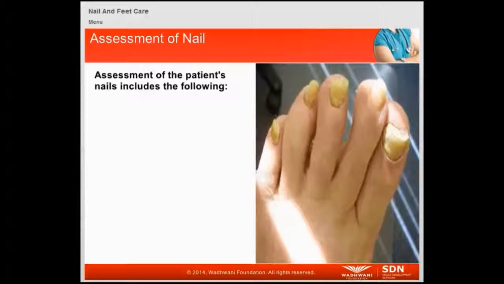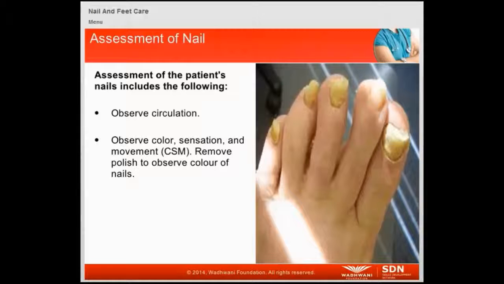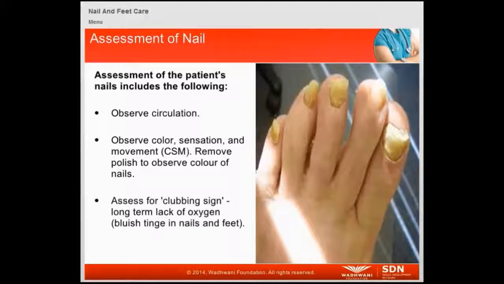Assessment of the patient's nails includes the following. Observe circulation. Observe color, sensation, and movement. You should remove nail polish to observe the color of the patient's nail. Assess for clubbing sign, that is long-term lack of oxygen, which shows as a bluish tinge in the patient's nails and feet.